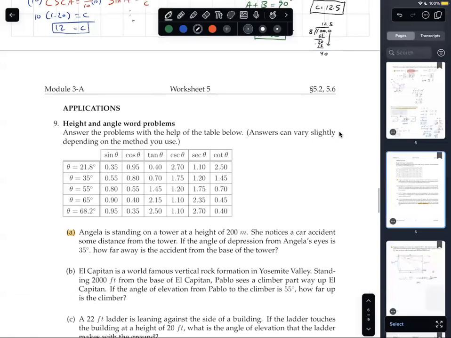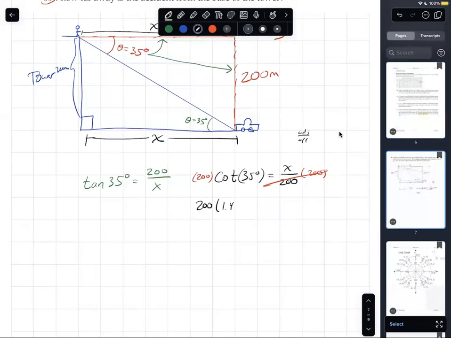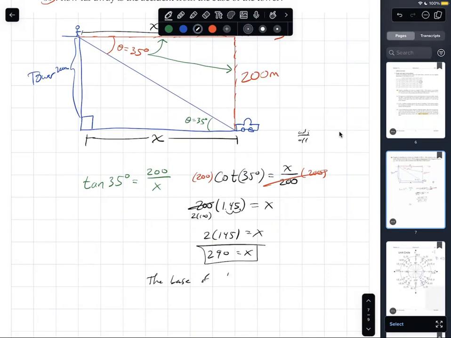That should be on here somewhere. Cotangent of 35 is 1.45. And so this is equal to, you can multiply that out. 200 is 2 times 100. So multiplying by 100 moves the decimal place over 2 places. So this is the same as 2 times 145, or 290. Okay, so we would say the base of the tower is 290 meters from the accident.